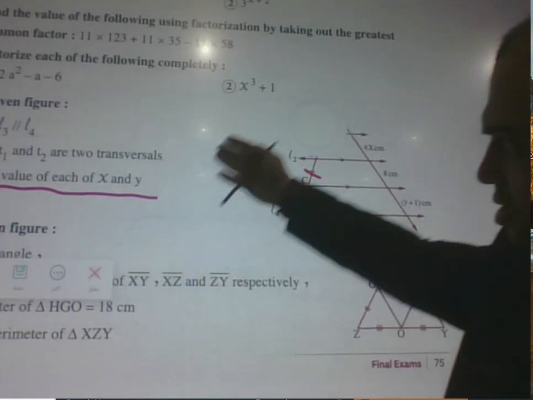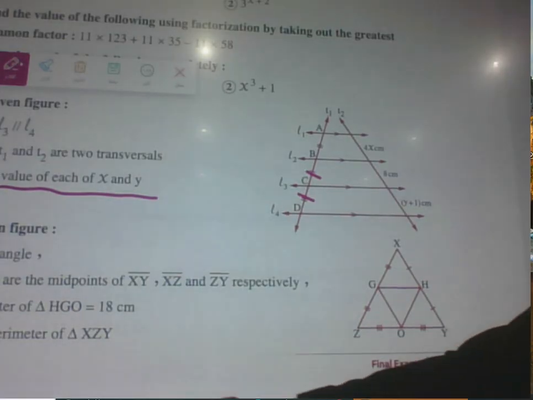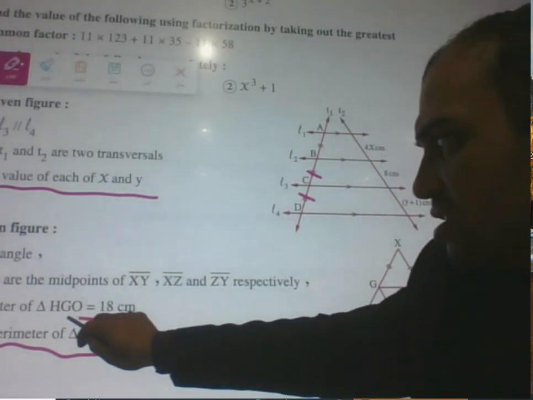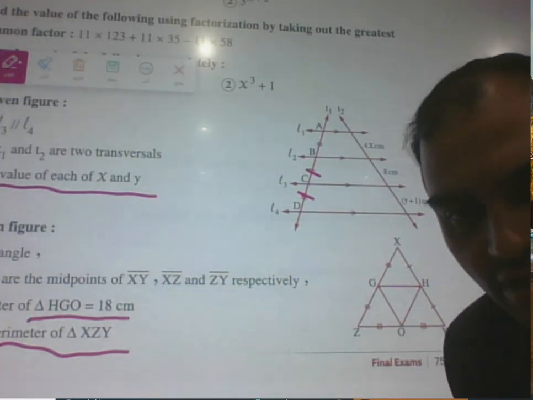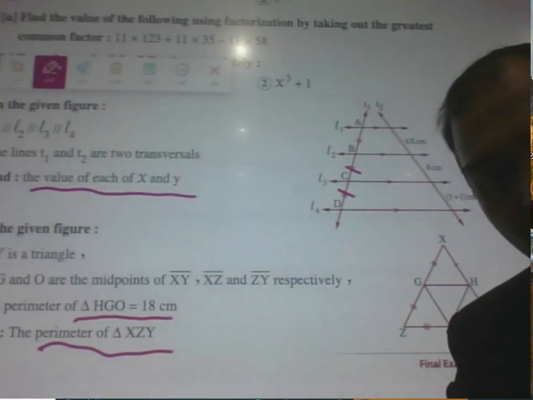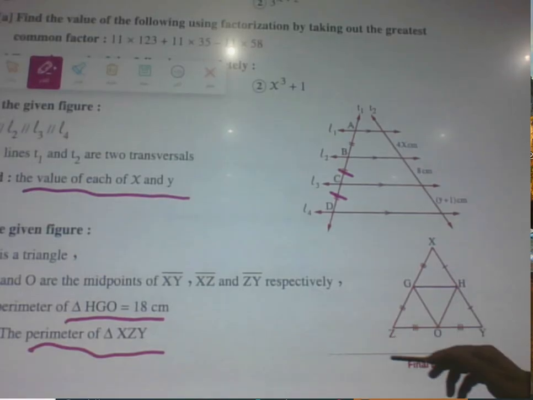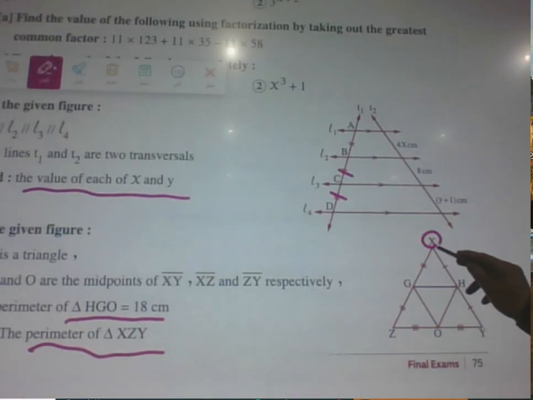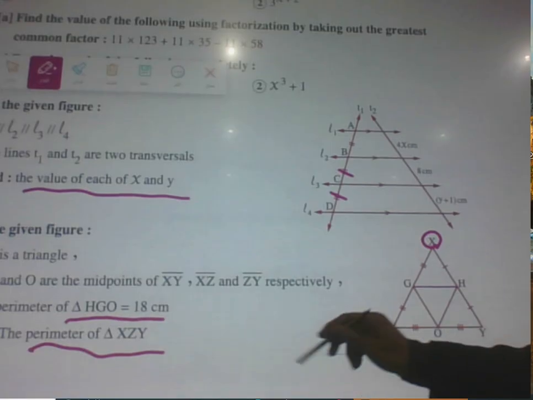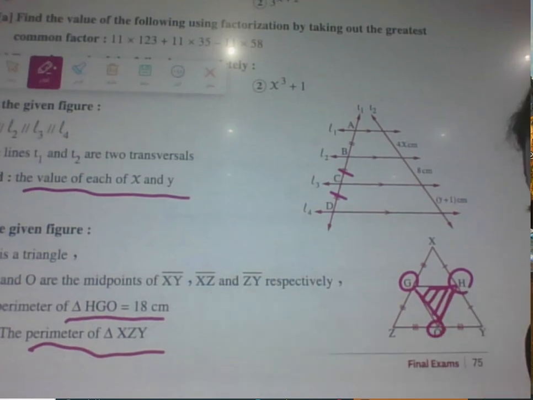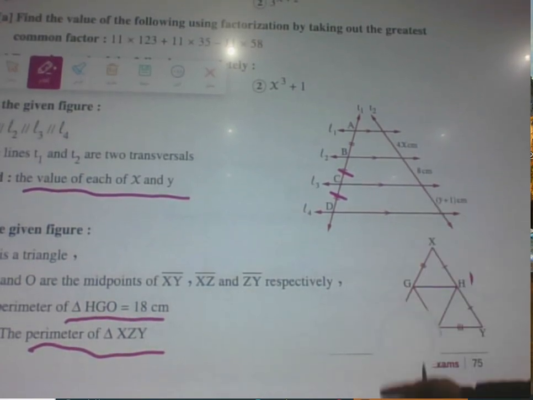Next question. Find the perimeter of triangle XYZ. He gave me the perimeter of this triangle, which is 18 centimeters. The perimeter of this triangle is 18 centimeters. He wants us to find the perimeter of the first triangle.